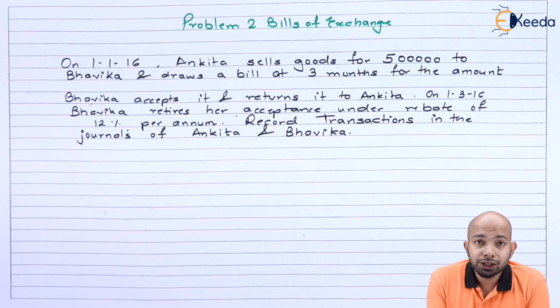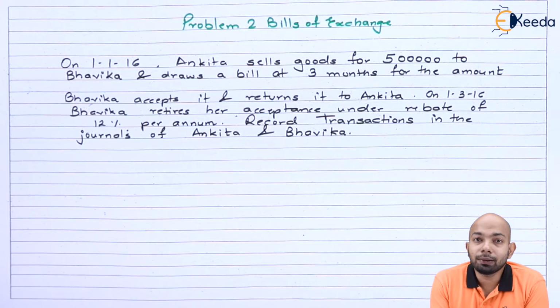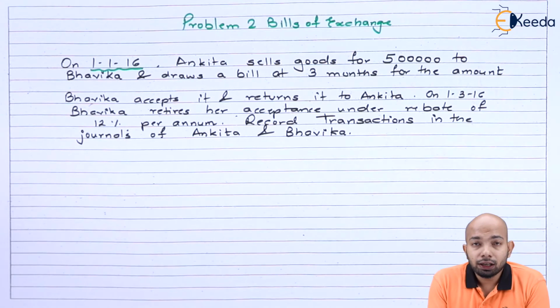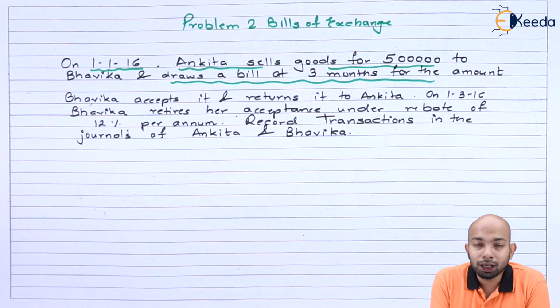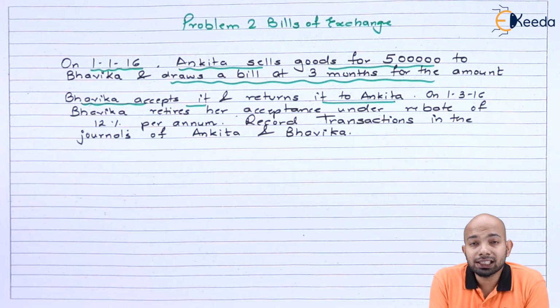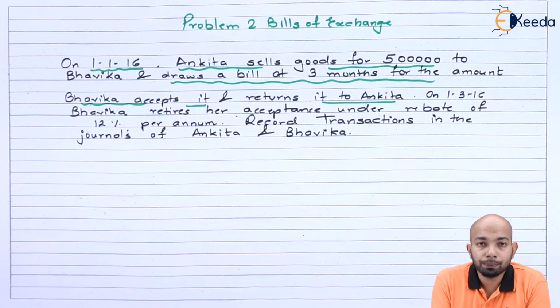So I've mentioned the illustration here. This is about Ankita and Bhavika. On 1st of Jan, Ankita sold certain goods to Bhavika. The amount was rupees 5 lakhs. They drew a bill for 3 months for the same amount. Bhavika accepted it and returned it to Ankita. However, on 1st of March 2016, she retired the bill.